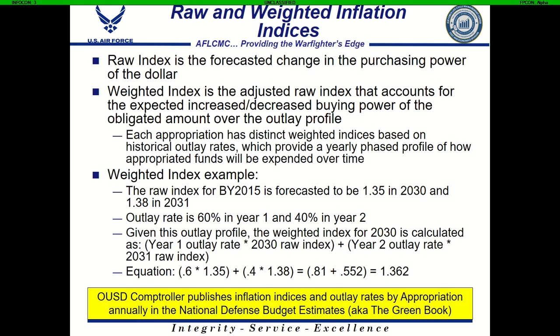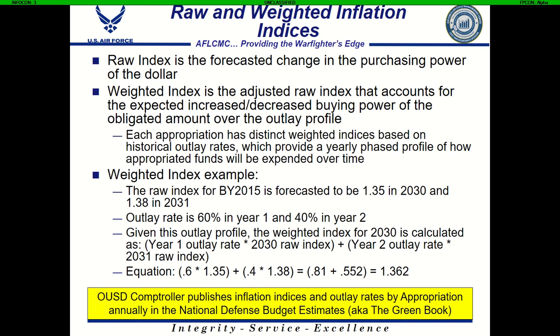So if we have a certain appropriation and we know that historically we only spend 60% of that money in the first year of the appropriation, and then we spend 40% in the second year, we're going to weight the index for inflation with that profile in mind. That makes sure that the 40% of the money has that extra year of inflation to account for the delay in the actual expenditure, so that the value of that dollar is still held into that second year.